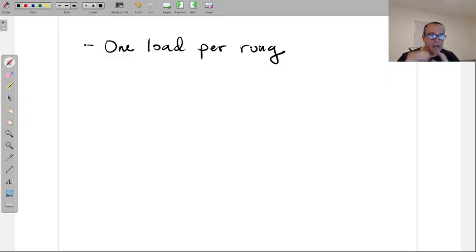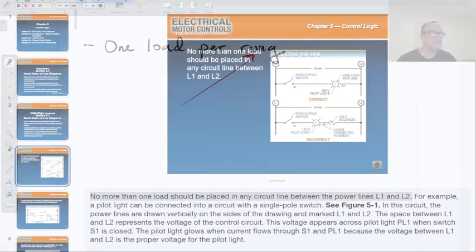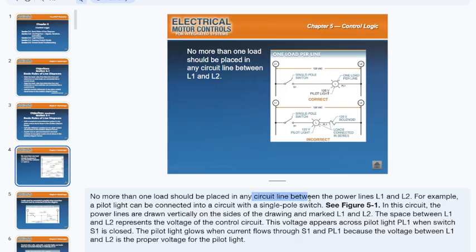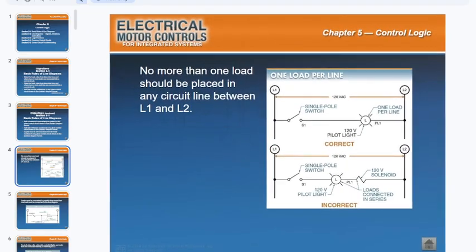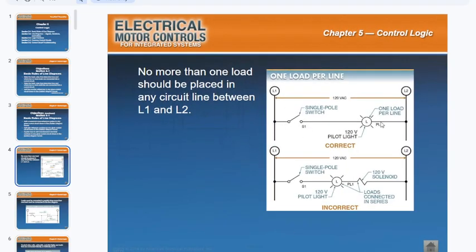One load per rung. Now, when we see the word rung, what we are associating with the word rung is the circuit line between L1 and L2. That is the definition of a rung. The definition of a rung, now we'll zoom in a little bit, is the line that goes between L1 and L2. That's your circuit.